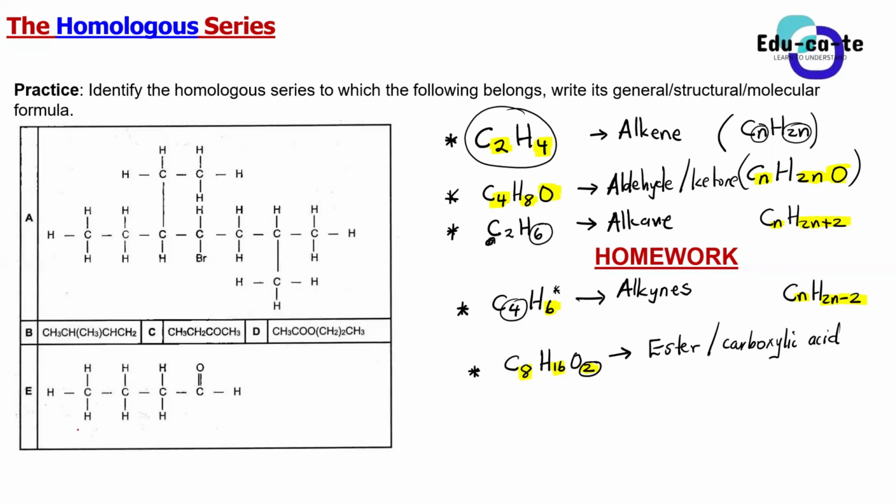So this is your homework. Practice this homework. This is compound A to E. This table says identify the homologous series to which each of the following belongs. Write the general formula or the structural formula or the molecular formula. So you just write the formula that is not presented here. For example, on compound A, we are given a structural formula, so you don't have to rewrite the structural formula again. You just tell us the homologous series and the general formula, and the molecular formula as well. Yes, Nonkuleo.